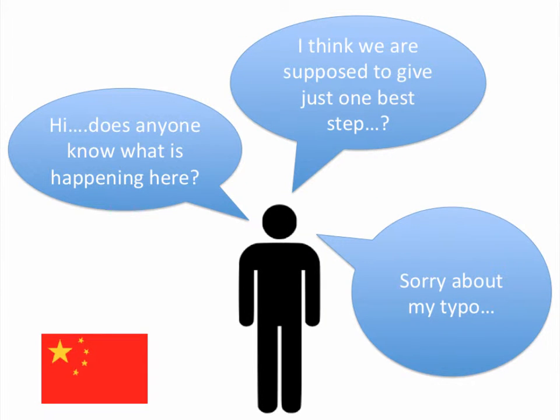Here are some example posts from a student from China, which is the country in our study that feels least comfortable with uncertain environments. When the chat starts, the student logs in and immediately says, "Hi, does anyone know what is happening here?" Later in the chat, the student asks for clarifications of the assignment. And finally, the student posts apologies along the way for making typing errors. You can sense from this that the student feels unsure or even unconfident in the chat, and that she seeks affirmation and reassurance from her peers.